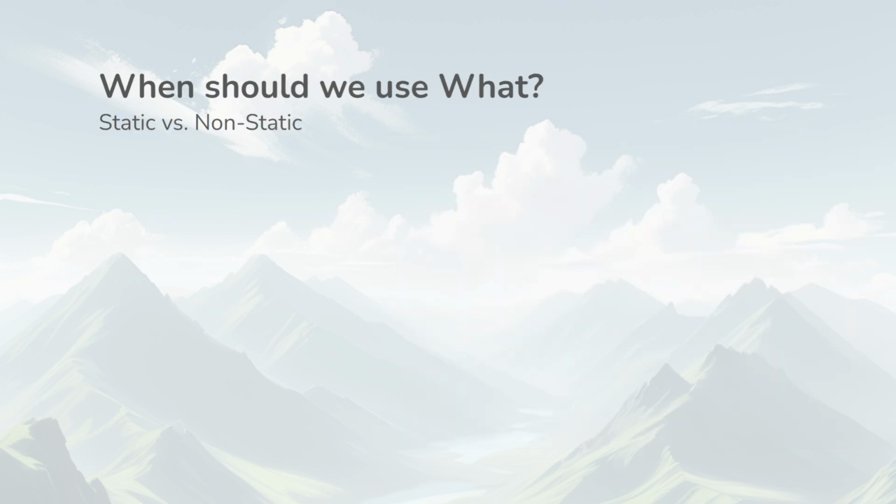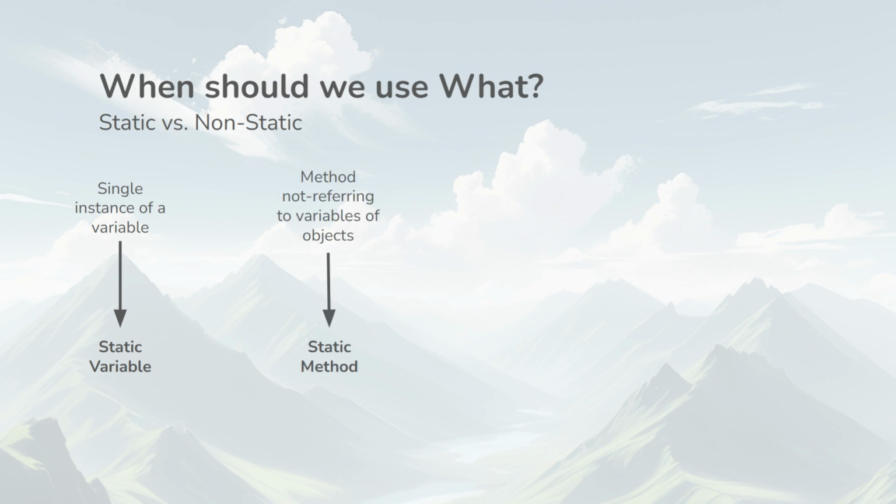Now we come to a point where we need to decide when should we use what. Let's try to understand this with a few examples. If we need only one instance of a variable which will be shared across all the methods of the class and outside of the class as well, then we should go with a static variable. If we want to create a method that will not be referring to or using object or instance specific variables, we should create static methods.